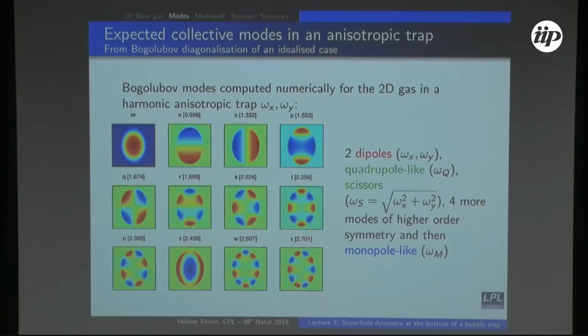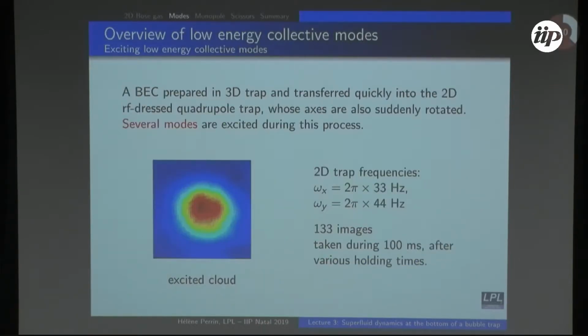So what I will concentrate on are the two dipoles, the quadrupole-like and scissors mode, and the monopole-like mode, which have these kinds of frequencies. So in general, if it's not isotropic, these are the frequencies. And if it is isotropic, the quadrupole is square root of 2 omega, and the monopole is 2 omega.